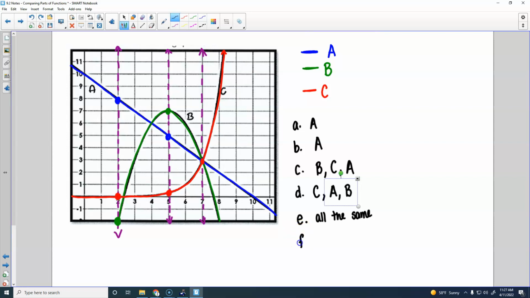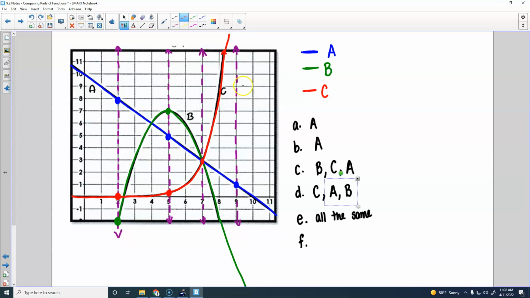Okay? For F, we're looking at x equals 9. It's going to be this line here. Now this one, I can't see where they cross, right? So I see where A crosses. A crosses right here. I don't know where the green graph or the red graph cross. But I do know that this is going to continue down in this direction forever, and this one's going to go up in this direction forever.